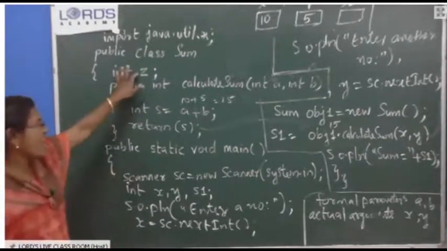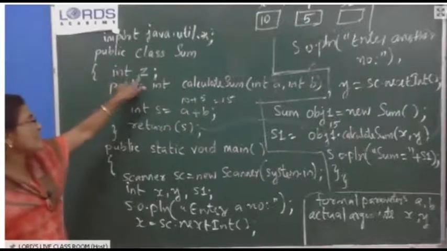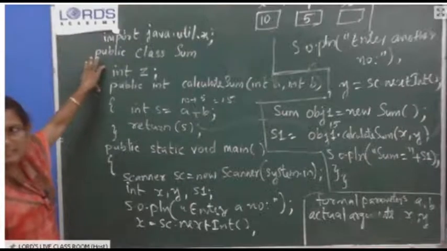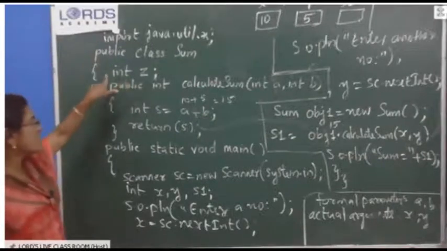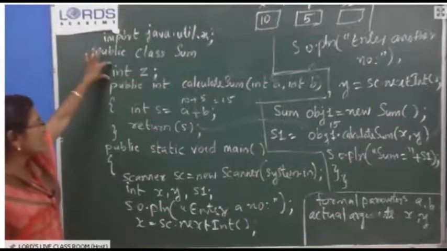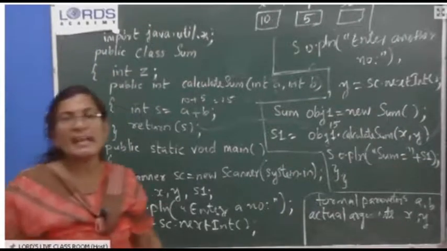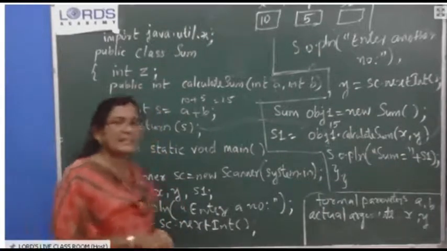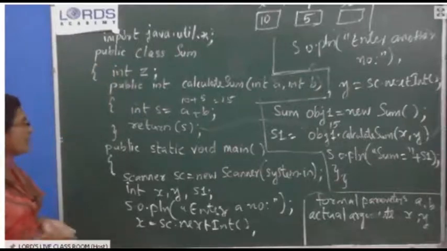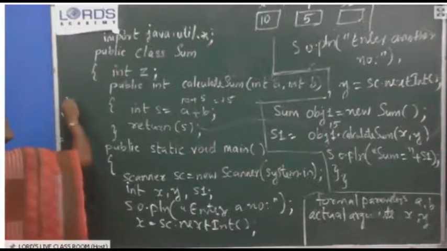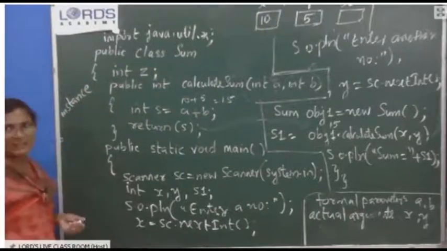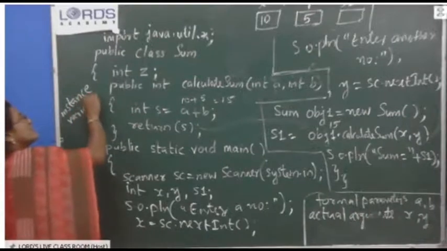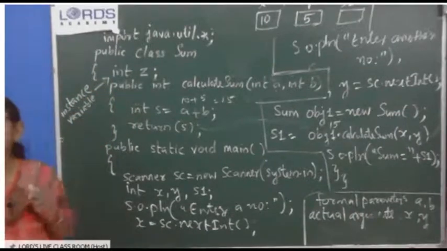This variable z is declared at the beginning of the class. The variables declared at the beginning of the class are known as instance variables. With each object, a copy of this variable will be created. They are also known as global variables. Z is known as an instance variable.